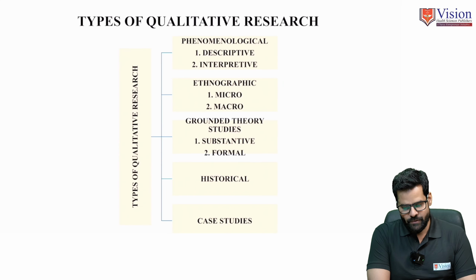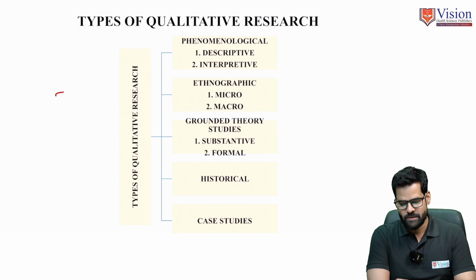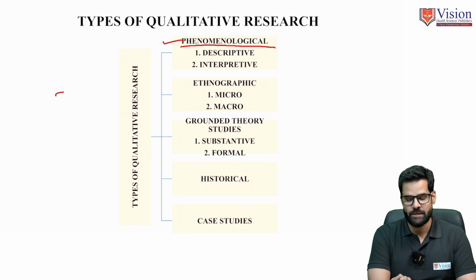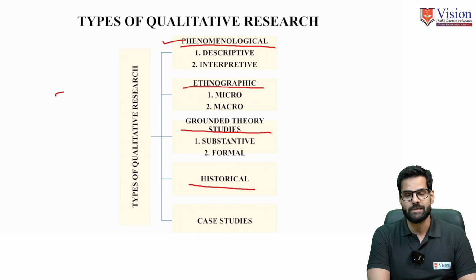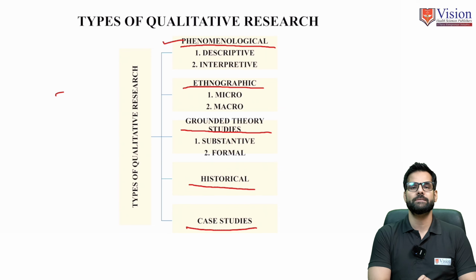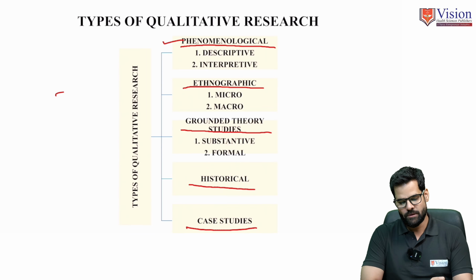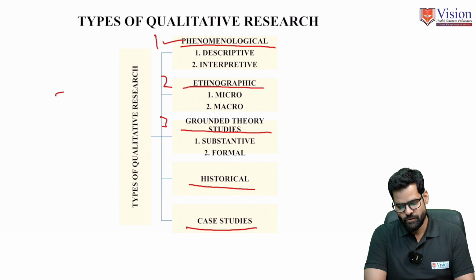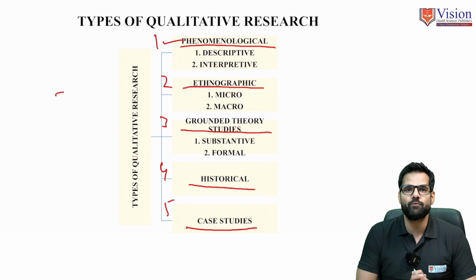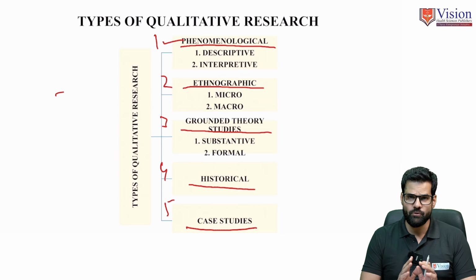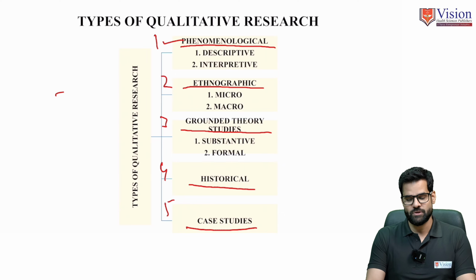If you look at this slide, you can see that there are various types, but the major categories are: number one, phenomenological research; number two, ethnographic research; number three, grounded theory research studies; number four, historical research; and number five, case study research. How many is it? 1, 2, 3, 4 and 5. Please remember these 5 different types of qualitative research. There could be some other types, but these are the most important ones.